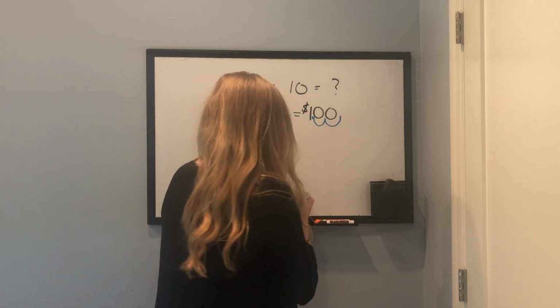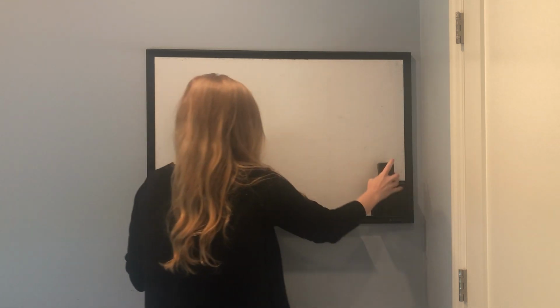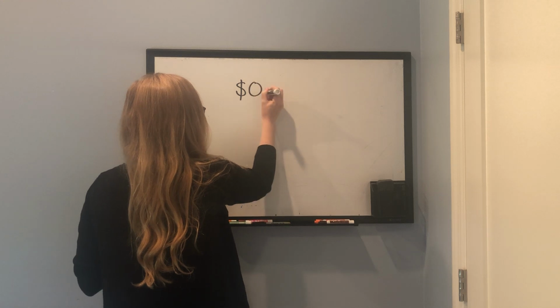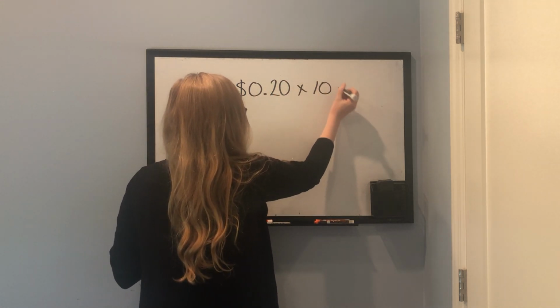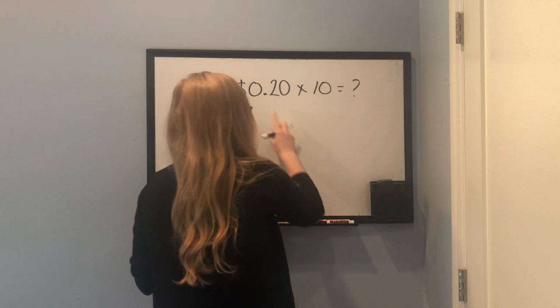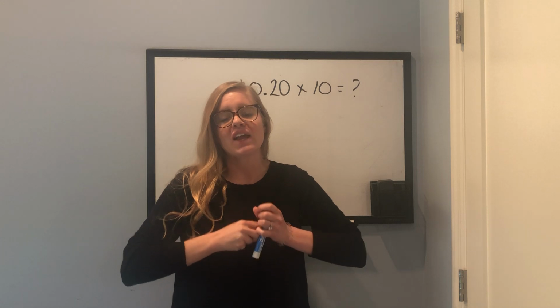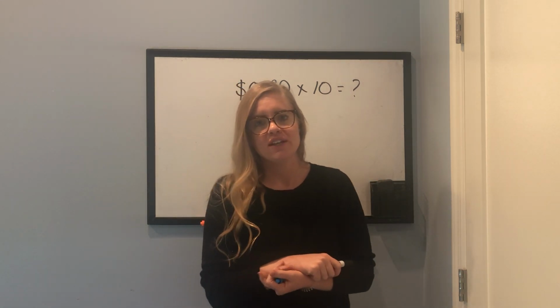Okay, so I'm going to have you try a simple one on your own. I want you to try 20 cents times 10. So the first thing you're going to do is take out that decimal point. You're going to multiply, and then you're going to add the decimal point back in. So go ahead, pause your device, and we'll go over it in a second.